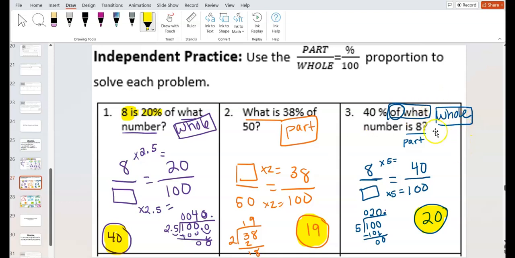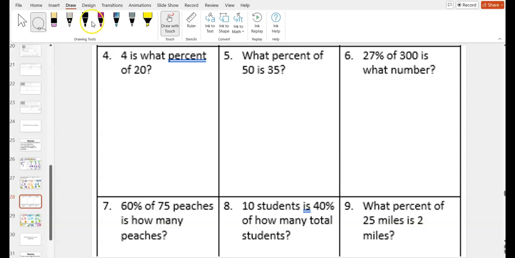On the next one, we're missing the whole again because of that word of what. This would be our part and our percent. Set that up, times by 5, and got 20. 40% of 20 is 8. Okay. All right. The next problems that I want you to work on are 4, 5, 6, 7, 8, and 9. Go ahead and pause here if you're working off the video. If you've already done these problems, I will have solved them shortly.